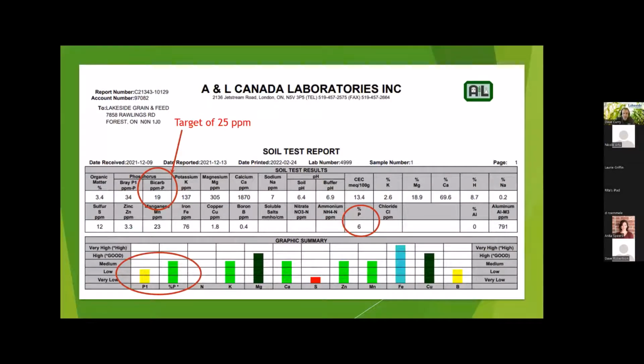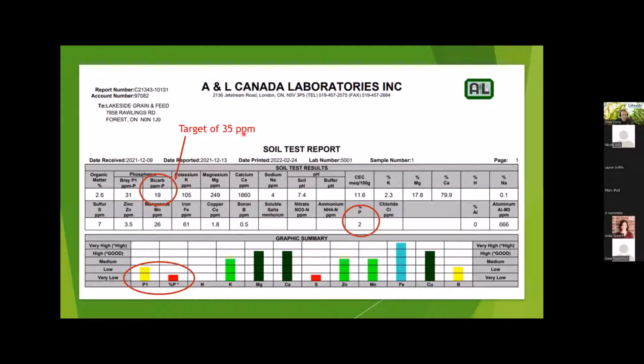And this is a good example of that. So we have a soil test here with 19 ppm on the bicarb. So a little bit below that optimal range, but not terrible. And then if you look here at the percent phosphorus as a 6, they're calling it a medium. So it's actually fairly decent. A little bit low on the main phosphorus, but what's available to the crop is decent. So we might target this at 25 ppm.